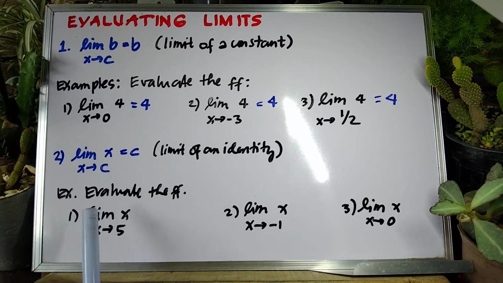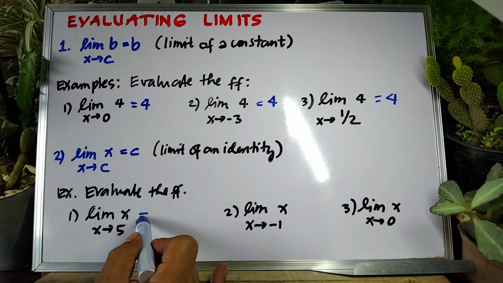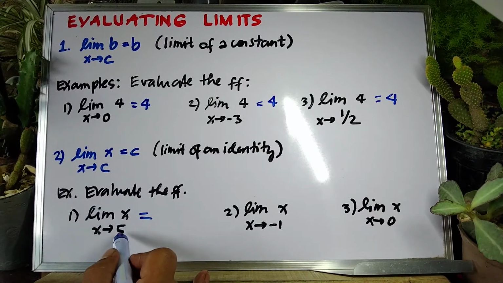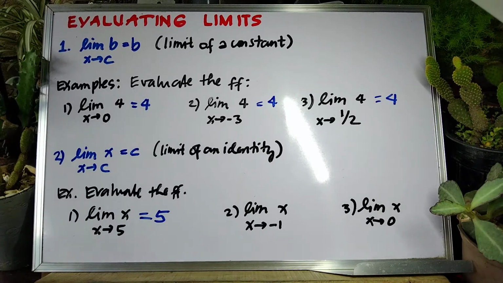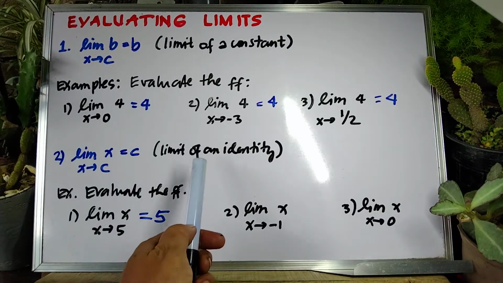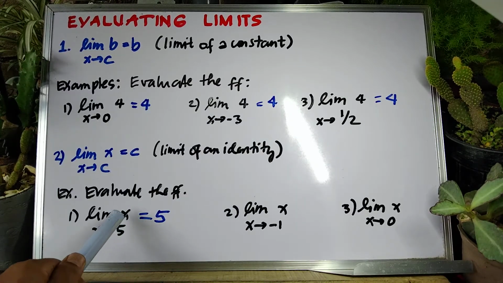Evaluate the following. Number 1, the limit of x as x approaches 5. Okay, what is your answer? Okay, we have, saan ba patungo si x? Doon kay 5. So, your answer is 5. So, yan yung ibig sabihin ng limit of an identity. Okay? Kasi variable lang nakasulat dito, limit of x, limit of x. Pero sa baba, x is approaches to a certain number.